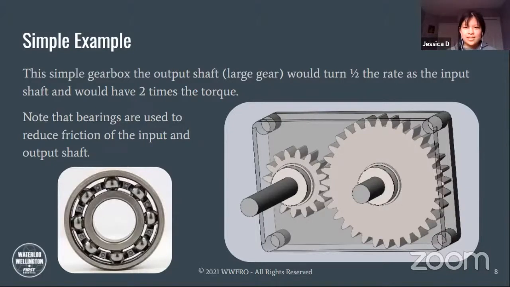And that is why the second gear will have 2 times the torque as the input one, which is faster but has less torque. And the second one is slower, but has more torque. So you're increasing the torque as you reduce the speed. Also note that bearings are often used to reduce the friction of the input and output shaft. You can see all those little balls are very slippery, wouldn't really create too much friction. And so that's very useful when you're designing a mechanism to include bearings.